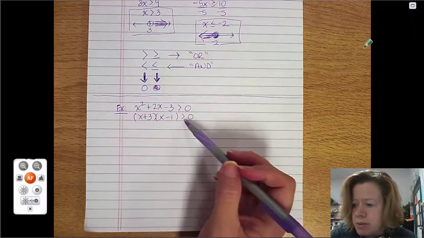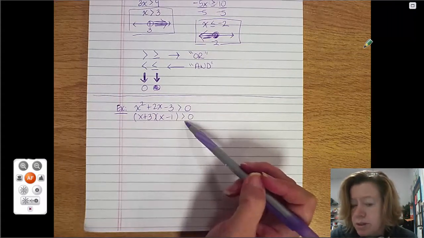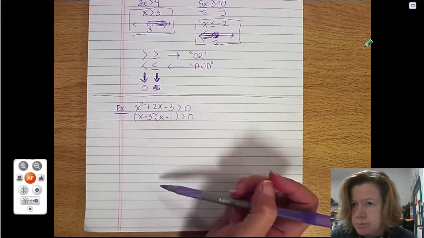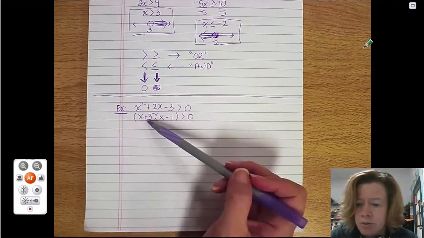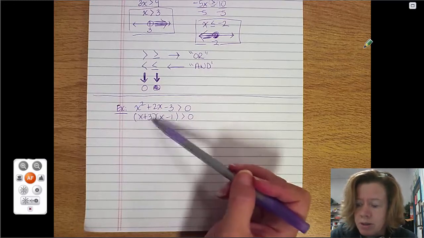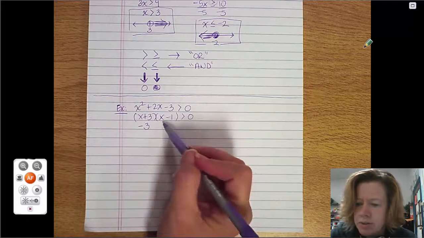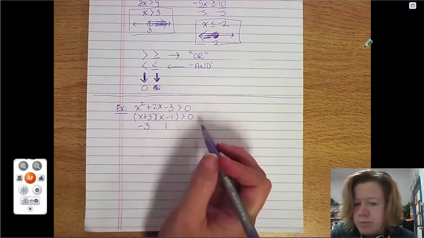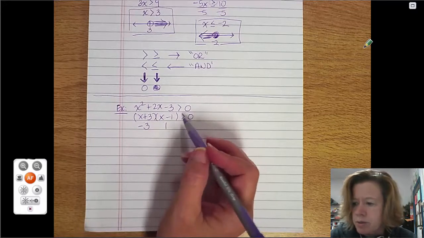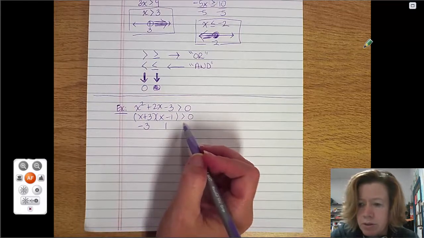Now, if this was an equal to sign, we would set both factors equal to 0 and solve. We don't want to write equal to because it's greater than, but we can certainly use the same idea for the roots. So if you think about x plus 3 being equal to 0, x would be negative 3. And if x minus 1 were equal to 0, x would be 1. Now, from this point, we need to use what we know about inequalities and put them on a number line to figure out a result.